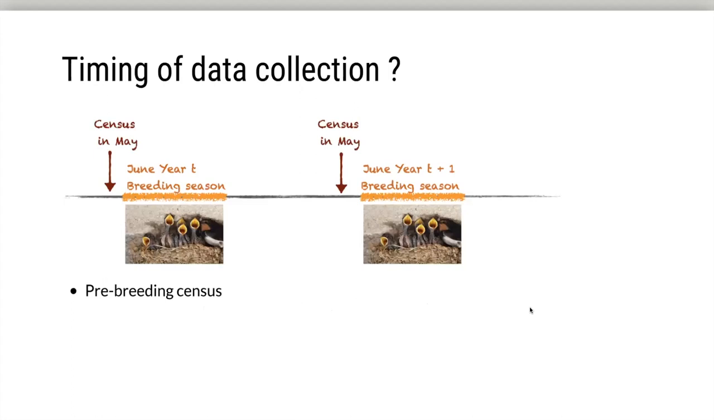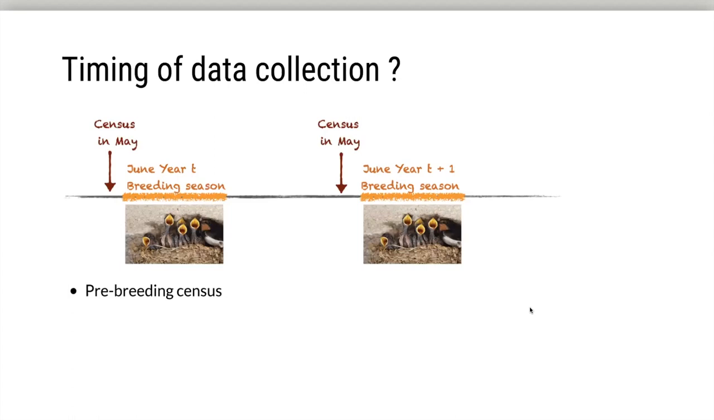So one very important question you should ask yourself is when is the timing of data collection compared to the breeding season of the species? This type of model applies to species that have synchronous breeding, so they reproduce all at the same time, and the timing of data collection can be before that or after that, and it makes an important difference in the way that we're going to write the model. So we're going to see both pre-breeding census and post-breeding census and show you the difference.